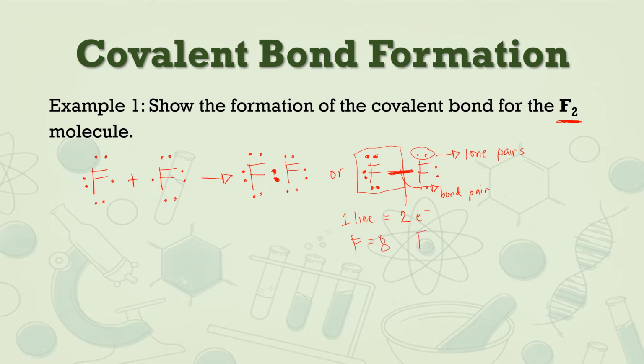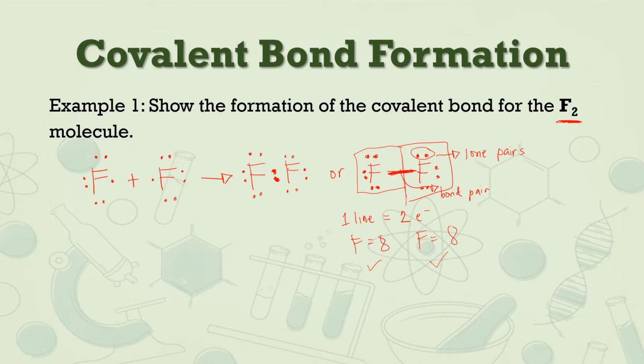And then the other fluorine here, let's also count. We have 2, 3, 4, 5, 6, 7, and 8. So the answer is they both have 8 electrons because they are sharing their electrons. And it's already correct because they already obeyed the octet rule.